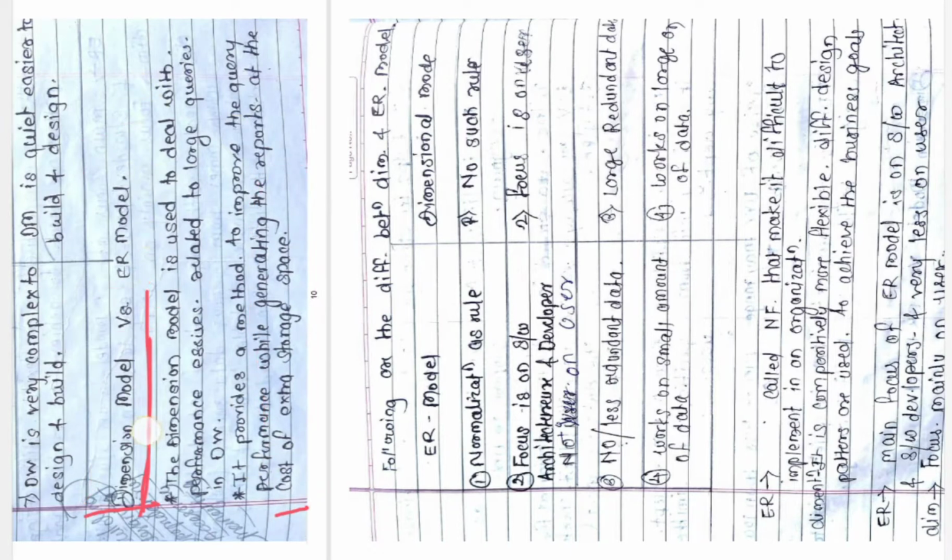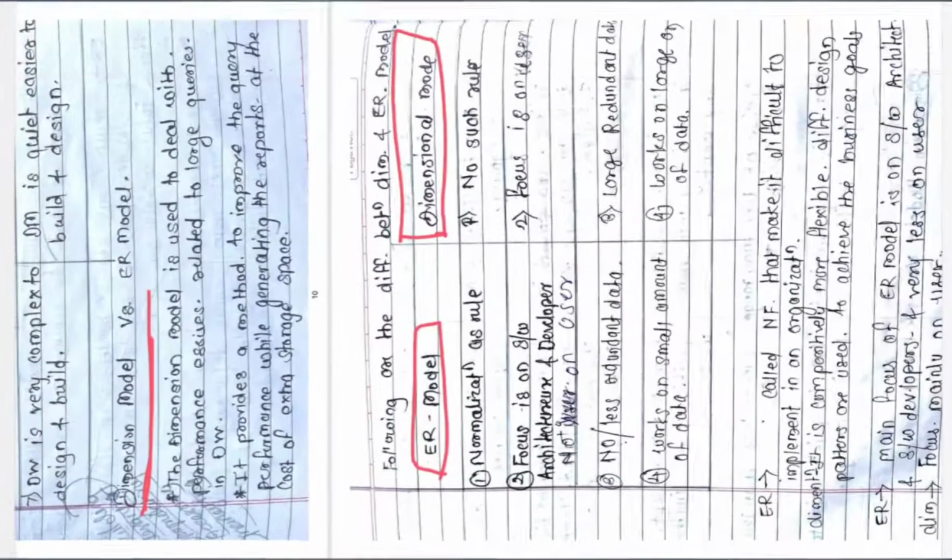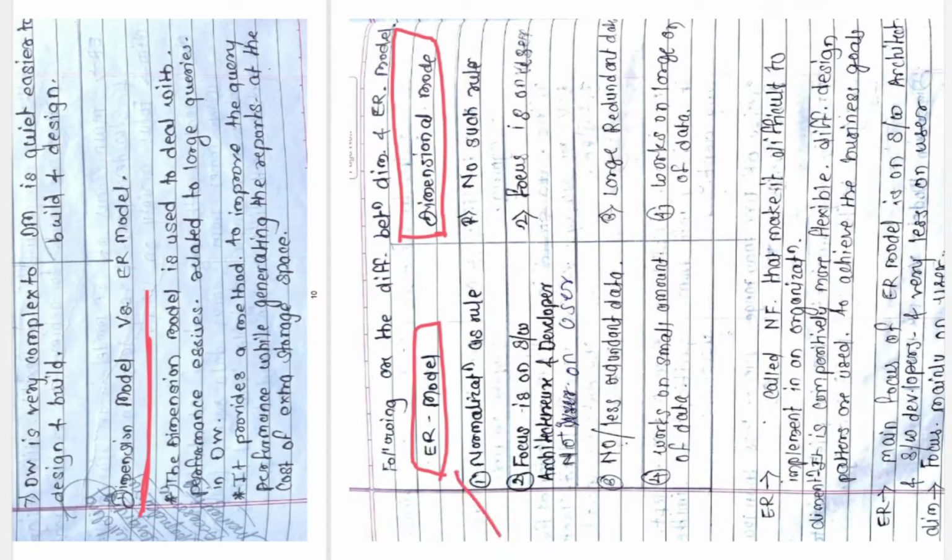Now we'll see the difference between the ER model and the dimensional model. Here you can see I have the ER model, and here the dimensional model. The first difference is that the ER model is used for normalization purposes. Whenever there is an interconnection between the entities, it will be indicated by the ER model. In other words, in the ER model, normalization is the rule, or normalization is the key.